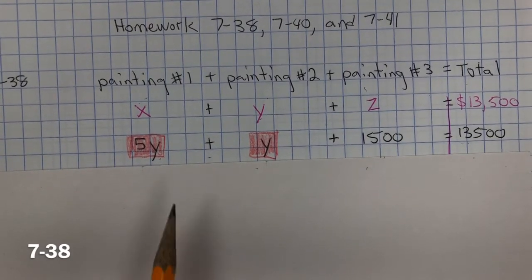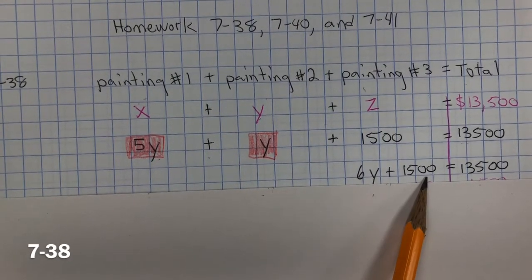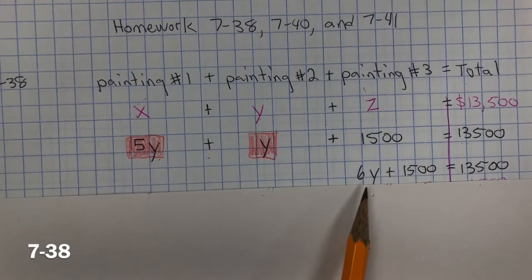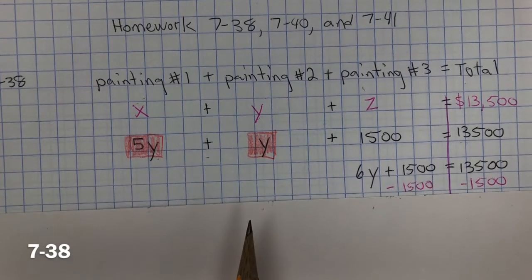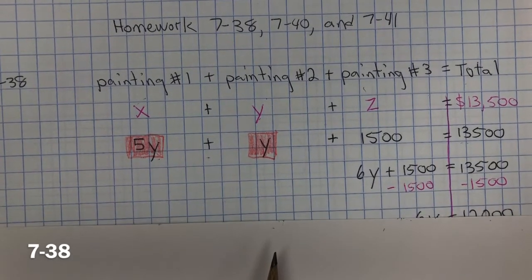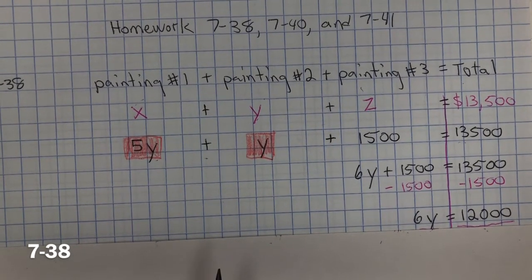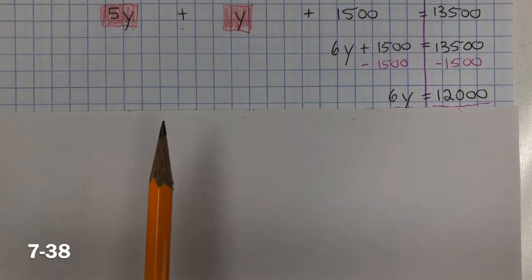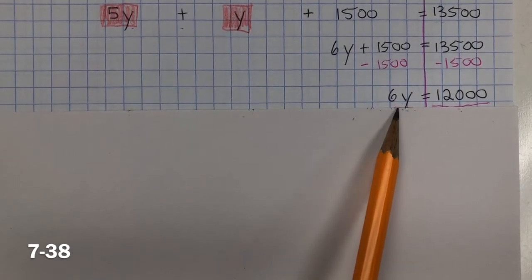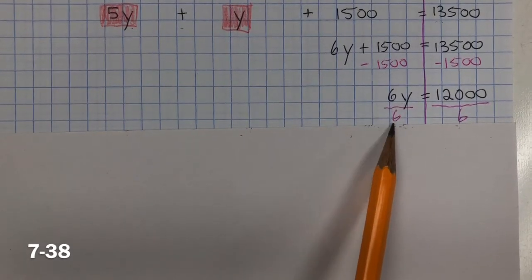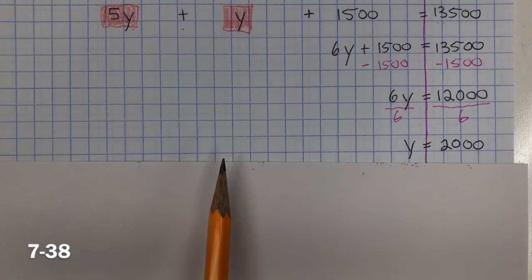Now we combine like terms, 5Y plus Y, that equals 6Y, plus 1,500 equals 13,500. Inverse property of addition is subtraction, so we subtract 1,500 from both sides, created a zero pair, and now we have 6Y equals 12,000. Inverse property of multiplication is division, so 6Y, divide both sides by 6, created the giant 1. And so now 12,000 divided by 6 equals 2,000.